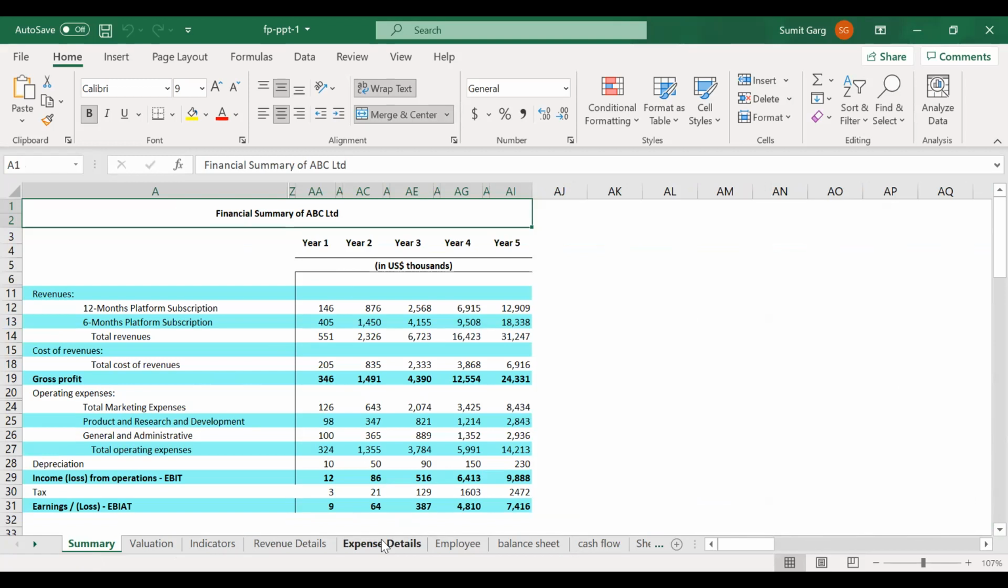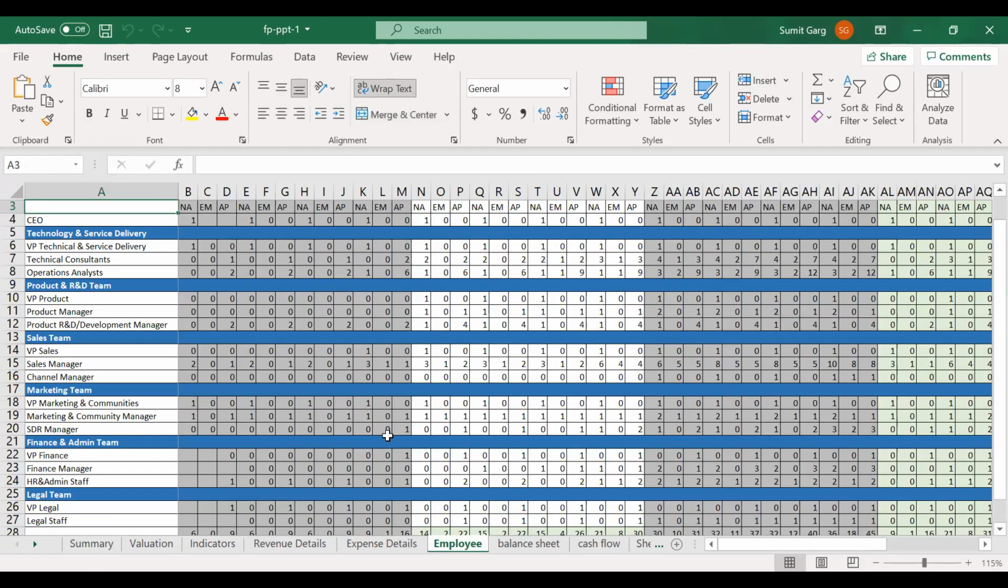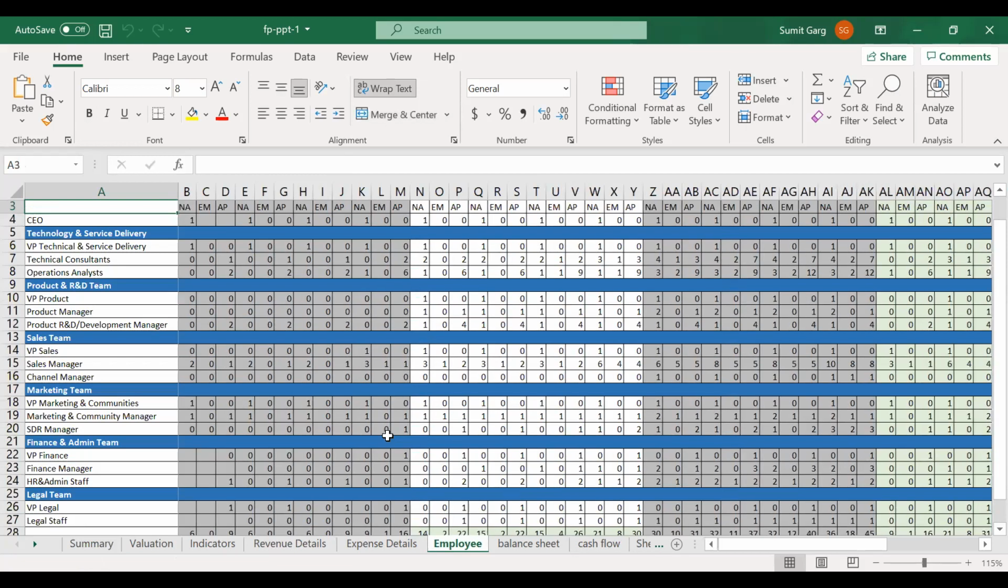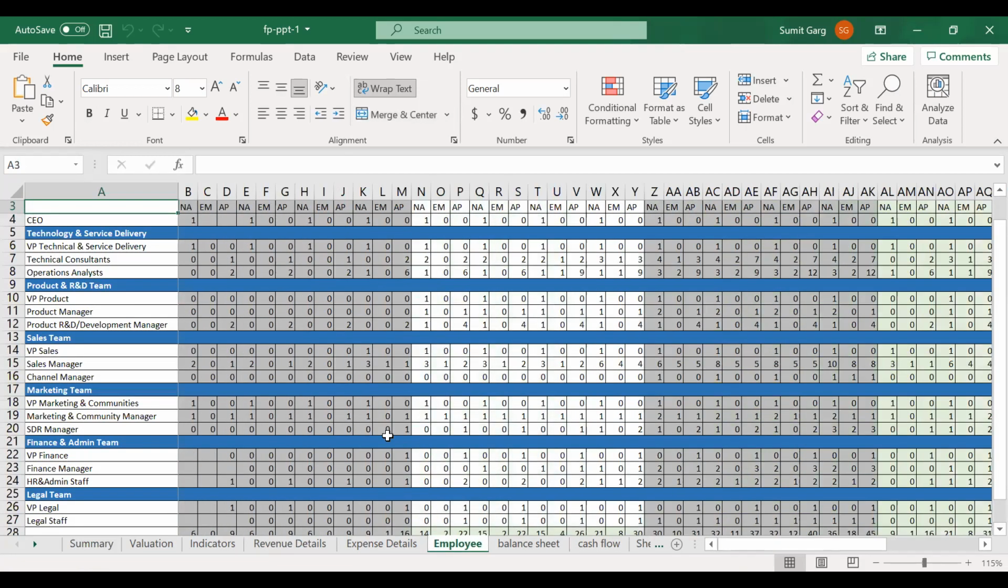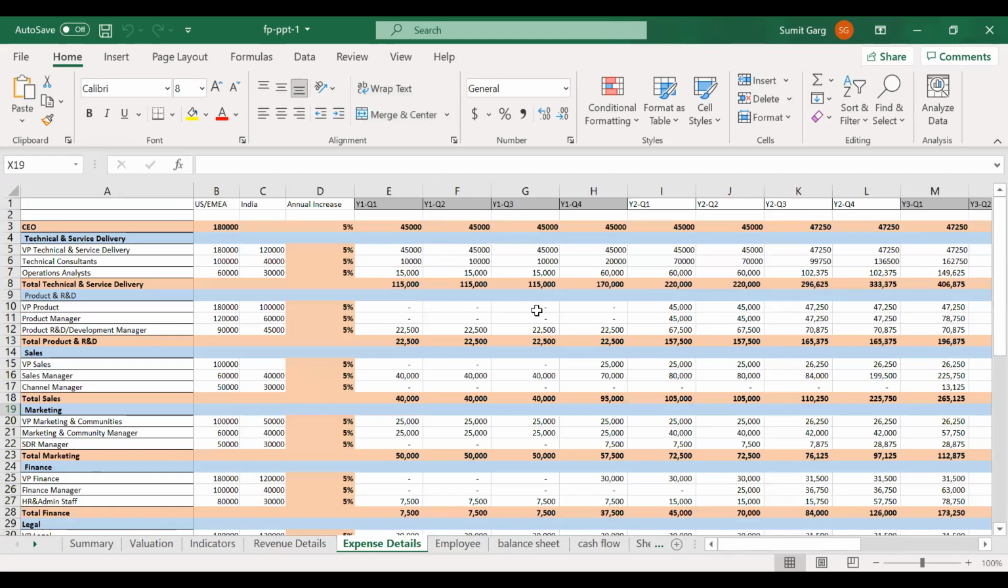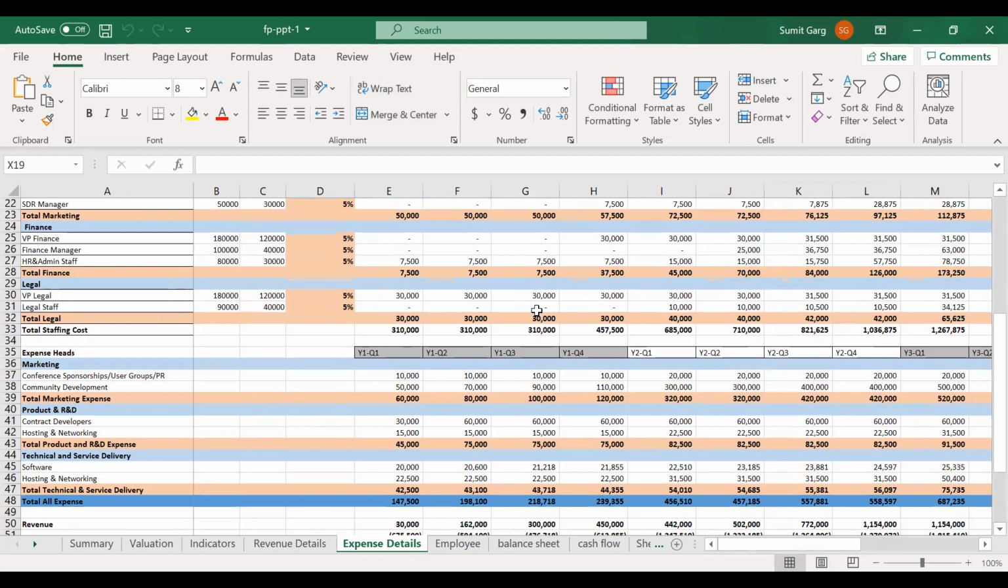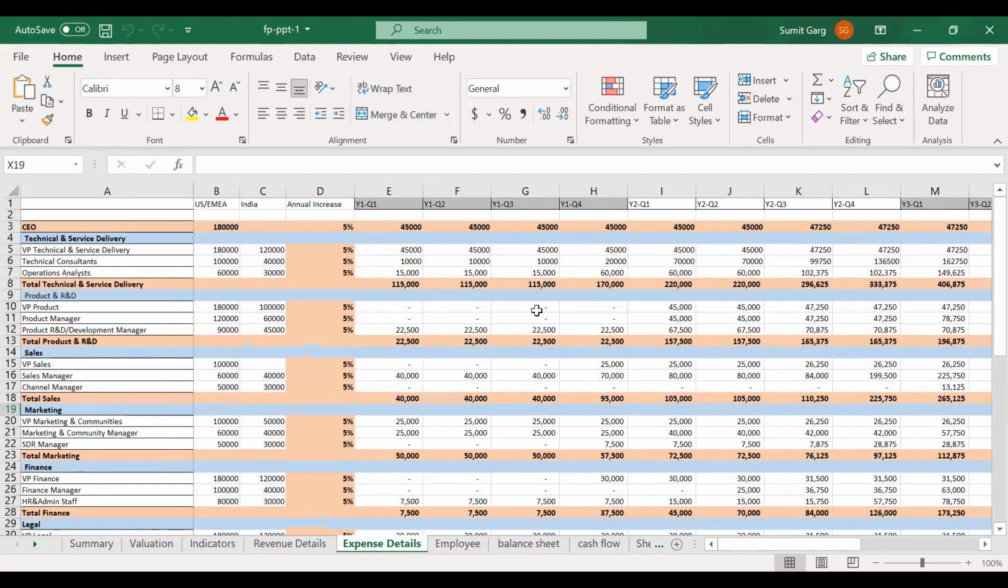The next important tab, which you can see here, is the expense details, which is also related to the employees. So how you are going to hire different people. Again, you can see that there is forecasting done for the hiring over multiple quarters or multiple years, and then accordingly you can arrive at the expenses related to this hiring, in terms of salaries paid and all the other expenses, which are marketing and other expenses.